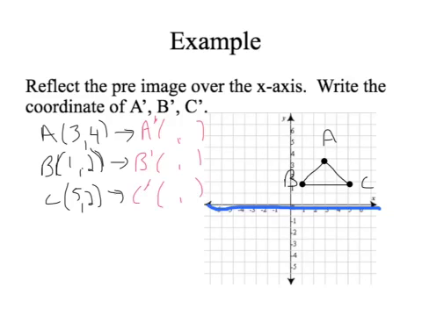So if we want to do A first, if we go from our line and count to A, we are 1, 2, 3, 4 points above it. So therefore, to do A prime, I want to go 4 points below that line. 1, 2, 3, 4. And put a point.